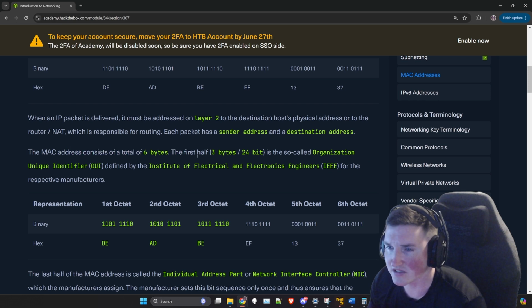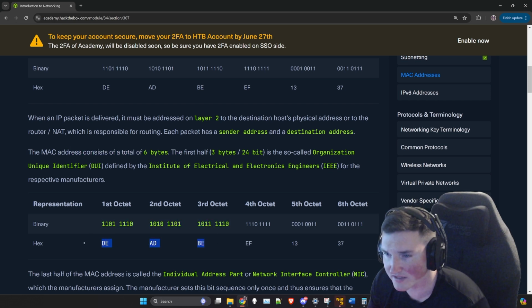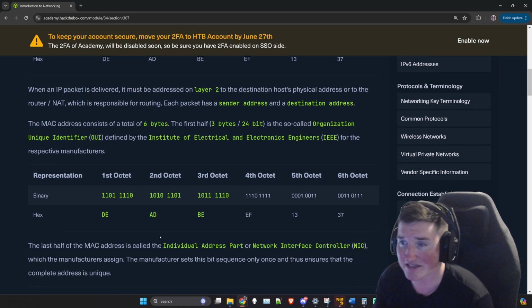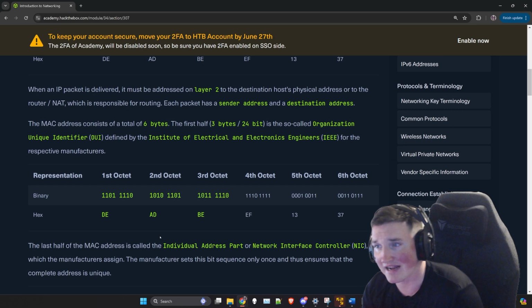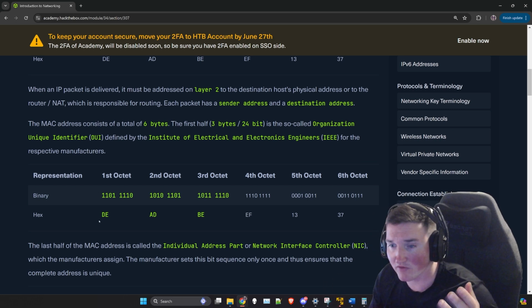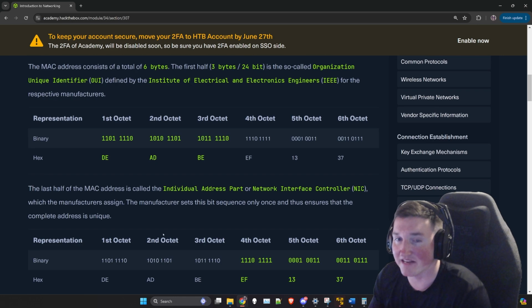So the MAC address is a total of 6 bytes. The first half, these first three hexadecimal bytes, are the organizational unique identifier. What that means is they are actually assigned by IEEE. This means if you have a Dell whatever, they will know that because it is assigned to it, right? And then the second piece is the individual host.